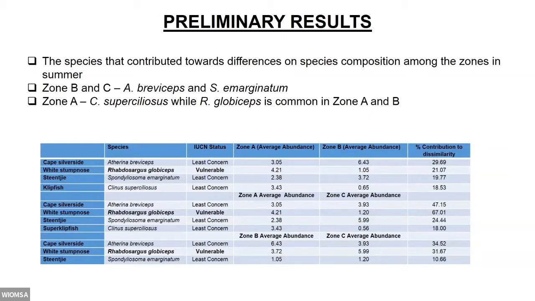As you can see in our table, those that I have circled in red, that is the Atherina breviceps and the Spondyliosoma emarginatum that are prevalent in zone B and C. And those that I have circled in yellow, that is the Clinus superciliosus in zone A and Rhabdosargus globiceps in zone A and B.